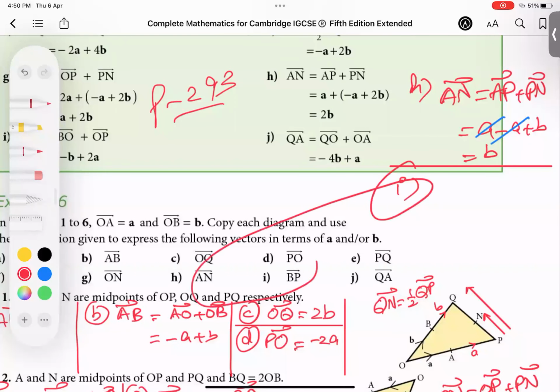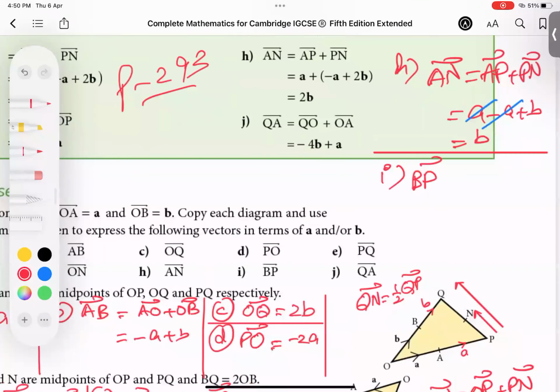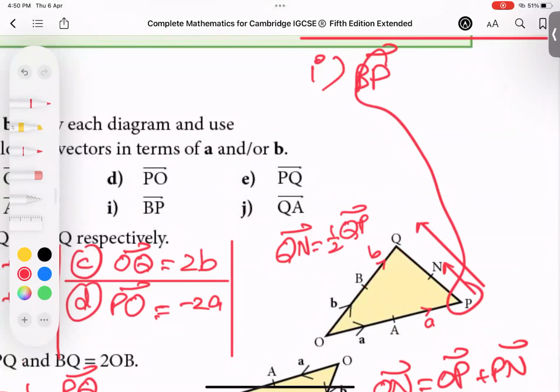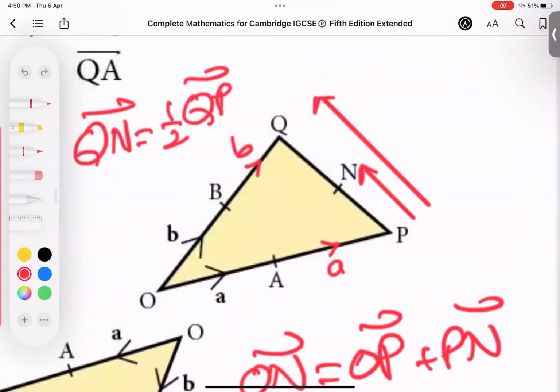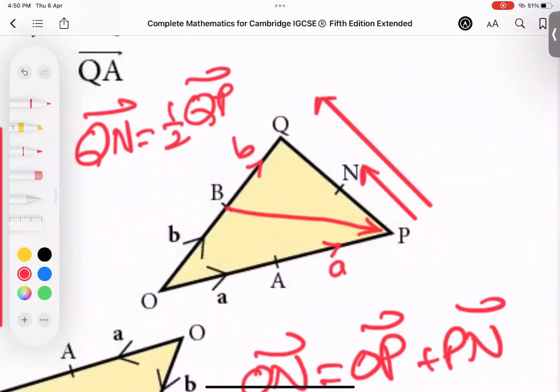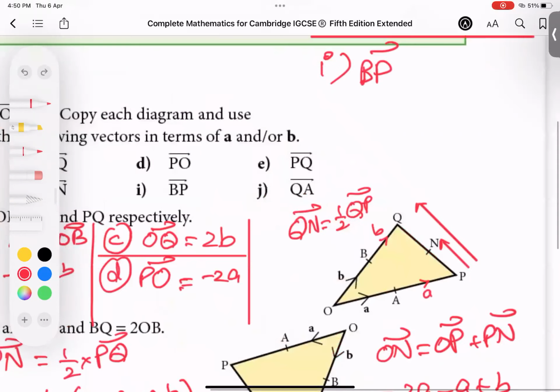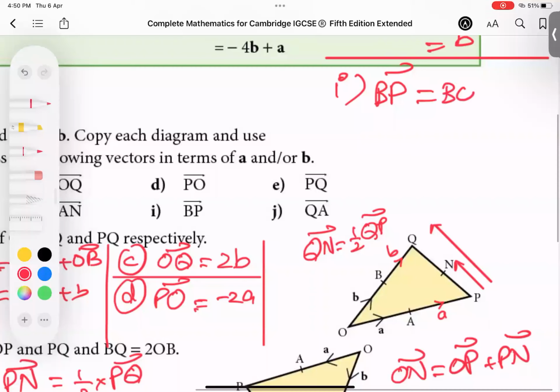Alhamdulillah. I part. I is BP. BP, starting from B and ending at P. And P is where, students? P is here. So which path? B to P is my concern. I can say B to O, O to P. This is also okay. Or I can say B to Q, Q to P. I think B to O, O to P is better because we have it all. So I'm writing here B to O, O to P.